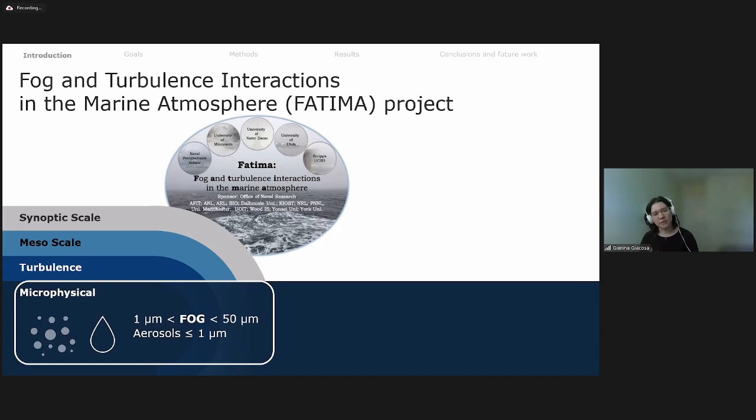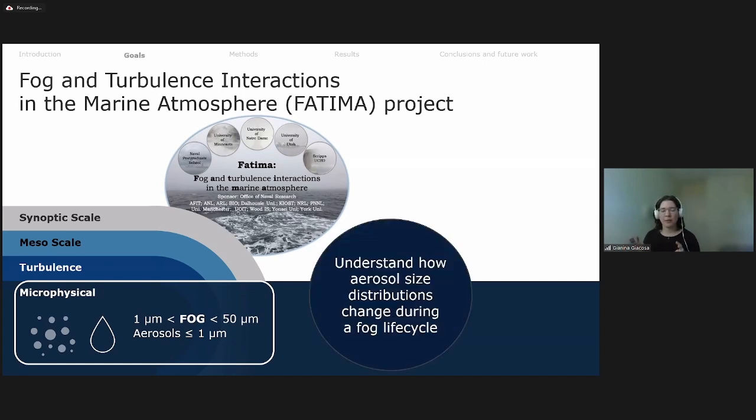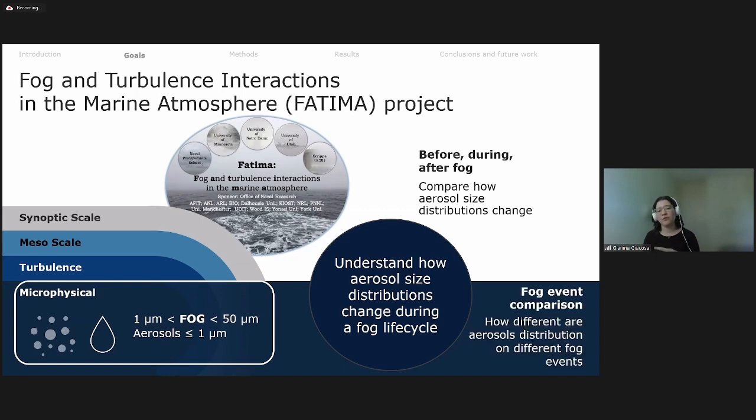In particular, I'm interested in the microphysical scale of fog, which involves fog droplets and aerosols. My goal is to understand how aerosol size distribution changes during the fog life cycle. So I'm starting by comparing how aerosol size distribution changes before, during, and after a fog event, and also comparing different fog events. I'm trying to understand if the aerosol distributions are different when fog occurs in different places and how that relates to droplet formation.